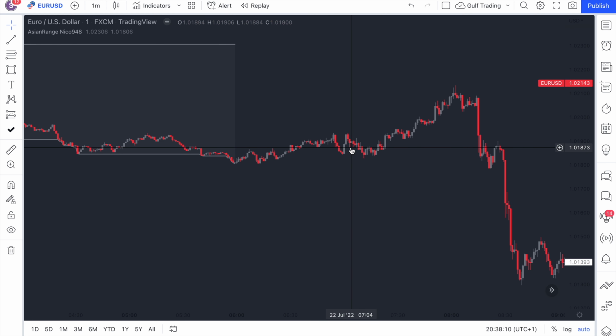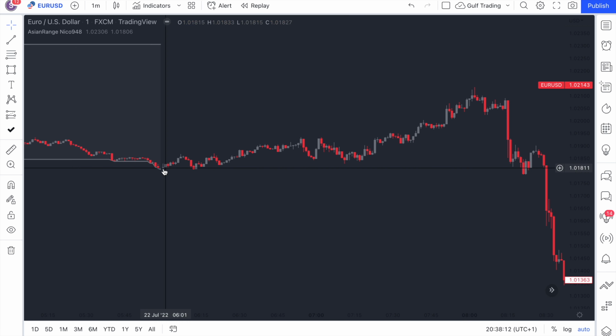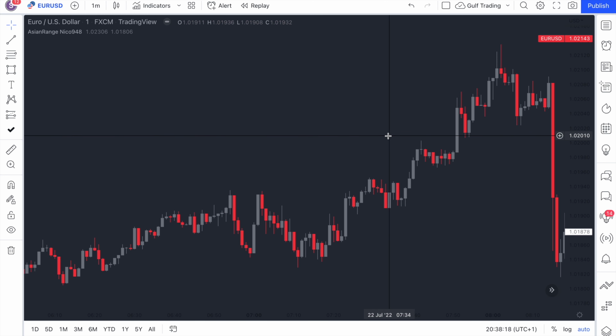So you can just look at structure here from 6 AM. We're creating higher highs and higher lows, trending upwards. I'll just mark up some breaks of structure.